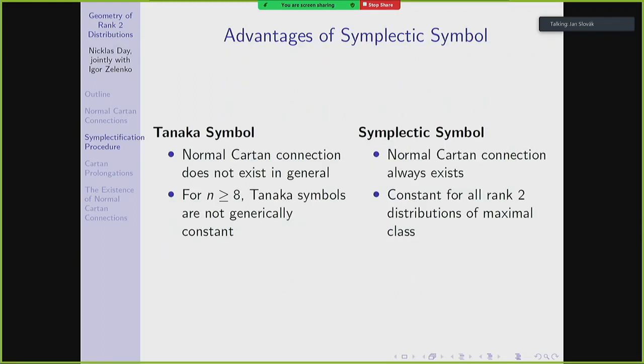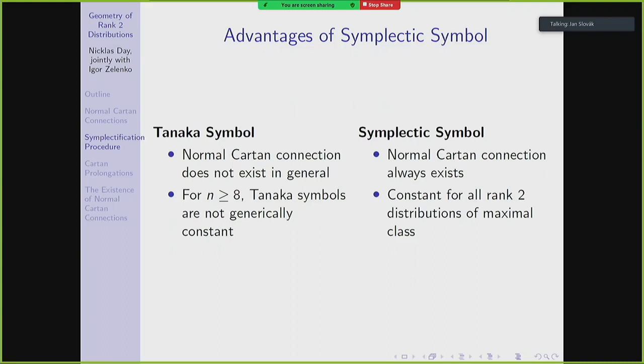So why is the symplectic symbol nicer than the Tanaka symbol? Well, for one thing, what I just said: a normalization condition always exists for the symplectic symbol. We can do that universally, which is very nice. So we have a normal Cartan connection on this new distribution, but that's definitely not true for the Tanaka bundles in general. In fact, locally, the Tanaka symbol is not usually even constant, so you really can't even ask that question a lot of the time. For n greater than or equal to 8, Tanaka symbols are not generically constant.